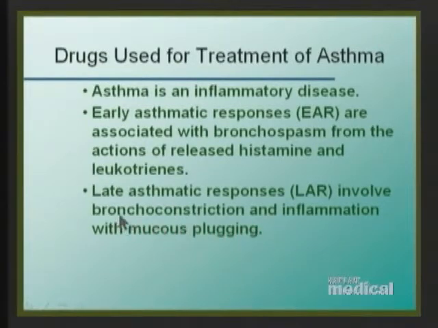I will remind you to this effect, besides the goblet cell hyperplasia we see with asthma, we also see a thickening, a hypertrophy of the bronchial smooth muscle. Now, when we look at asthma as to its etiology, most often it is a type 1 hypersensitivity.